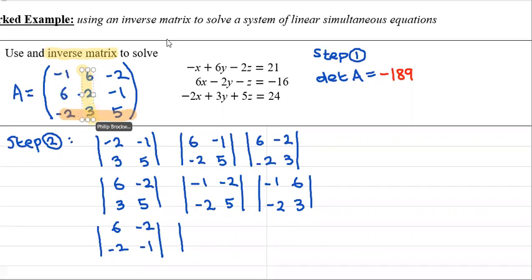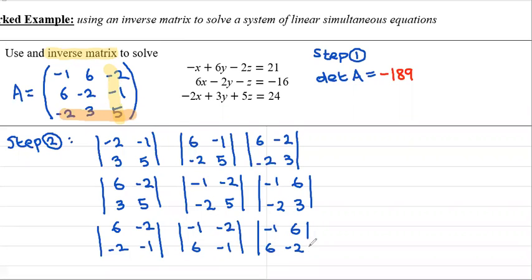We're going to compute the determinant of -1, -2, 6, and -1. And the final entry, you'll be glad to hear, is going to be the determinant of -1, 6, 6, and -2. Please take time to check that these are indeed correct.